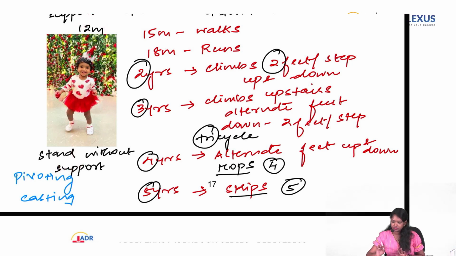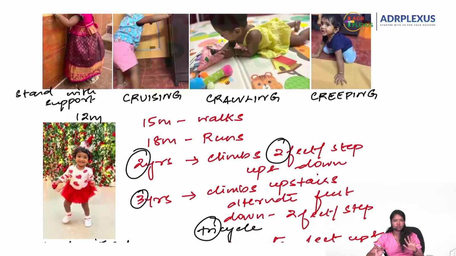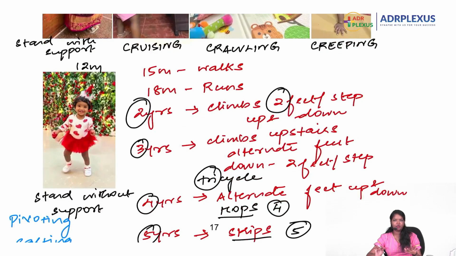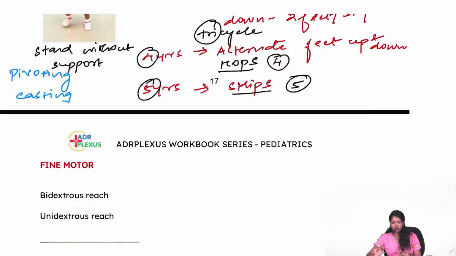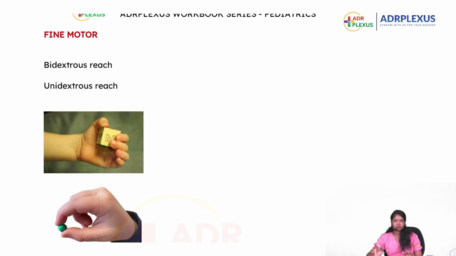So this is about the gross motor milestones. Okay, fine. Any doubts in gross motor? I think it's pretty clear now, right? Next, we'll go on to the fine motor milestones. The first milestone is bidextrous reach. You show something to a baby, the baby will use both the hands to reach. That is called bidextrous reach, which comes around 4 months of life.